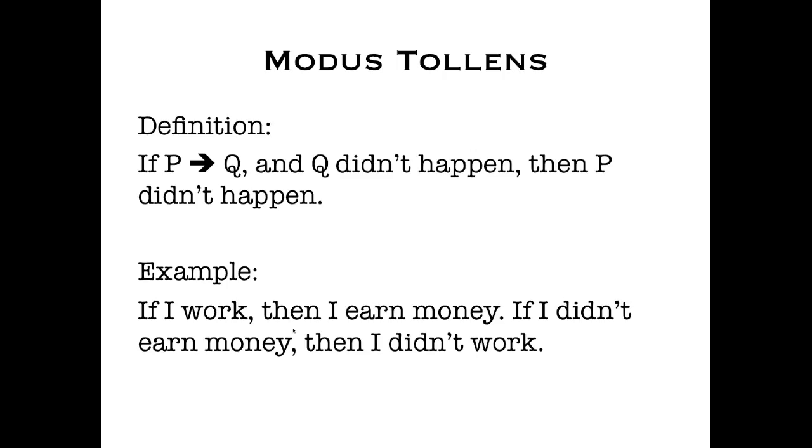Modus tollens. If P then Q and Q didn't happen, then P didn't happen. Example, if I work, then I earn money. If I didn't earn money, I didn't work.